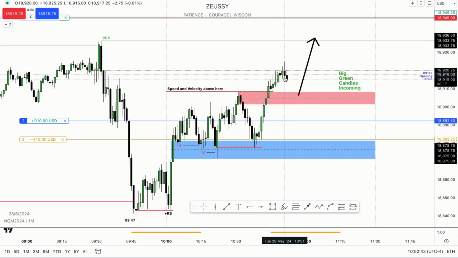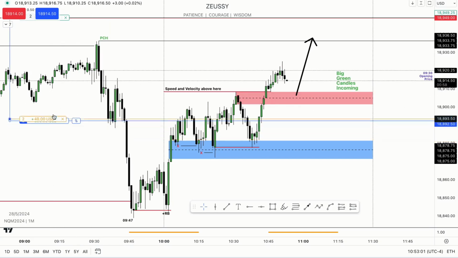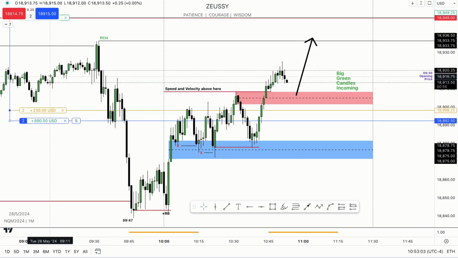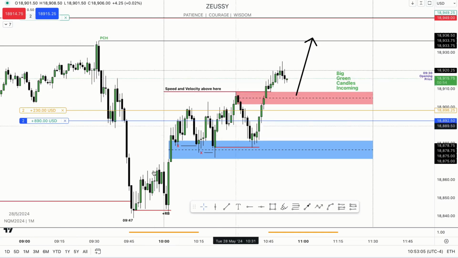Notice that we did not close above the 9:30 opening price just yet. We wicked above it and did not close. Let me see if, nope, ES didn't reach the 9:30 opening price either. That's a form of SMT. At this point, the stop can be trailed, like I mentioned. It's already in a profit. I don't want to see the market roll over below this level again.